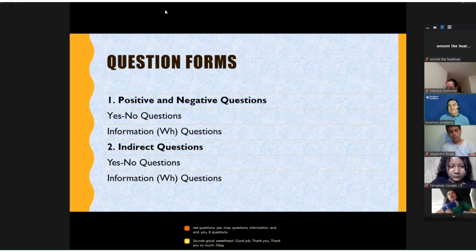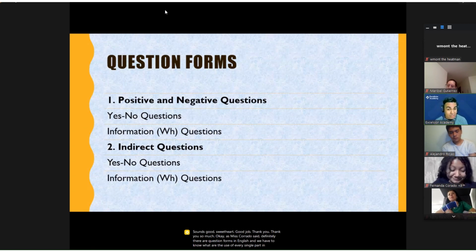Okay, as Miss Corrado said, definitely there are question forms in English, and we have to know the use of every single part in English. When I'm talking about questions in English, we are focusing our attention on the use of indirect questions. Indirect questions in English are polite. One of the best characteristics of indirect questions is that they are all polite. When you are a kind person and you kindly ask for something, indirect questions are the best option.